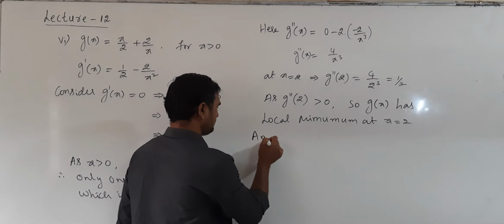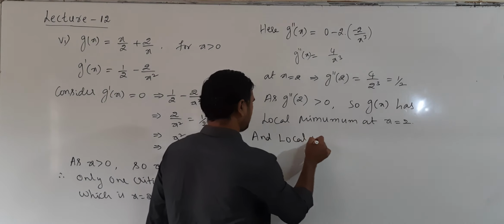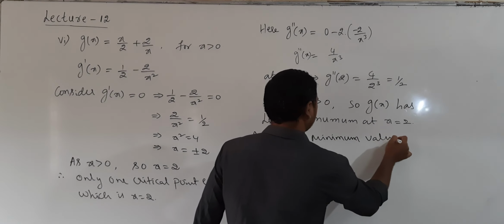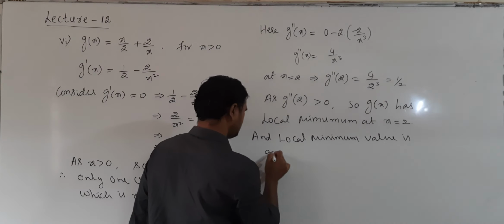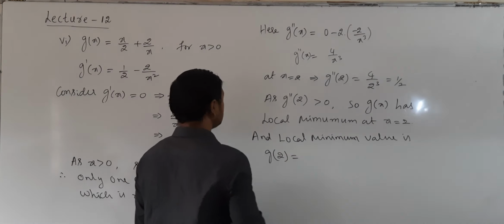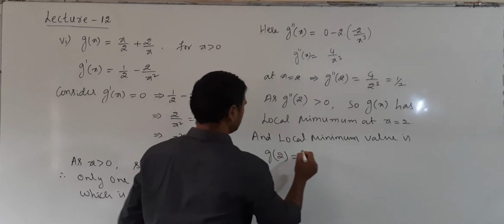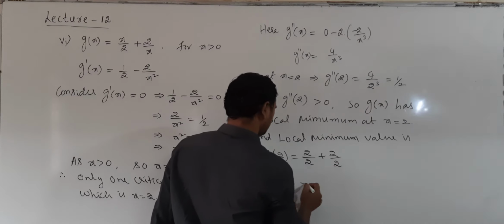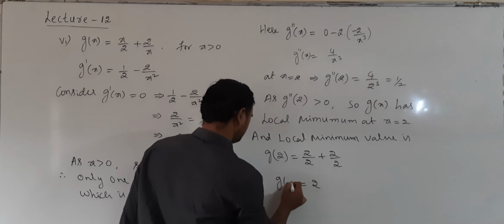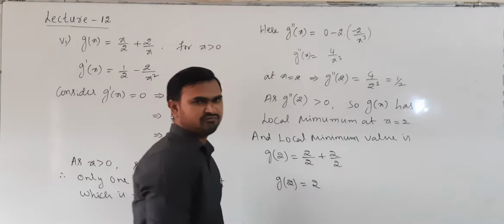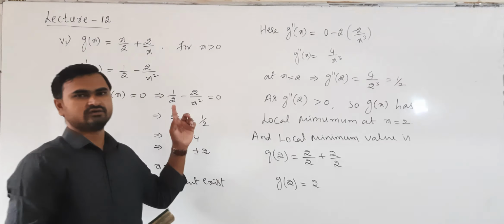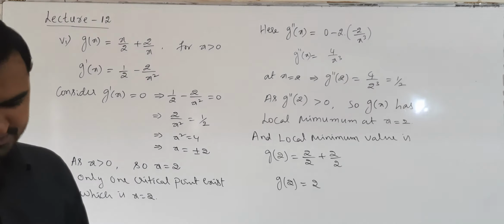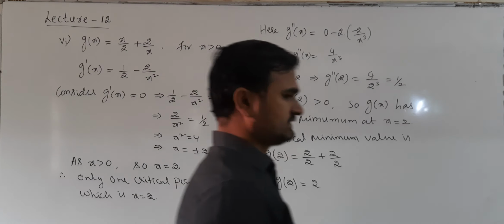So at this critical point, the function has a local minimum. And what is the local minimum value? The local minimum value is g of 2. So what is g of 2? Substitute x equal to 2: 2 by 2 plus 2 by 2, which is 2. So the local minimum value is 2 for this given function. Okay. Next. So the next part.